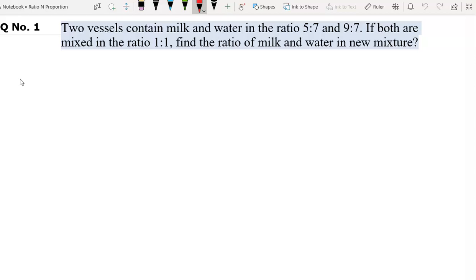Hello everyone. Today we will solve questions on ratio and proportion. We will start with few basic questions and gradually move on to difficult ones. These questions will cover both prelims and mains.